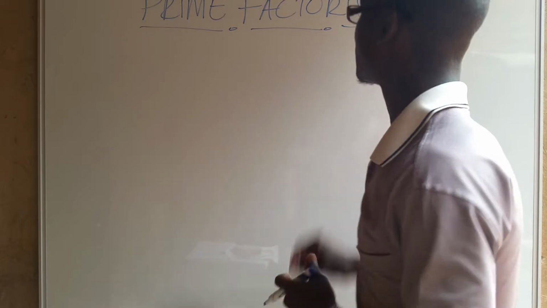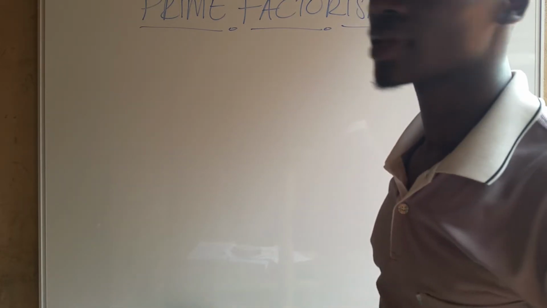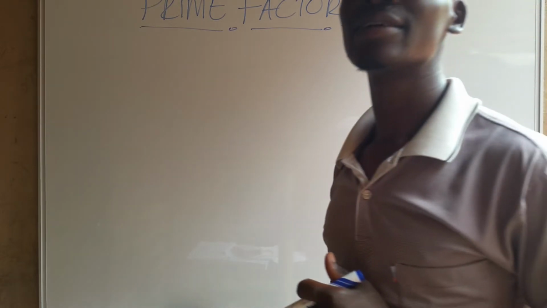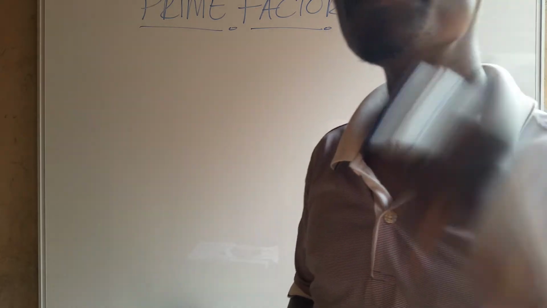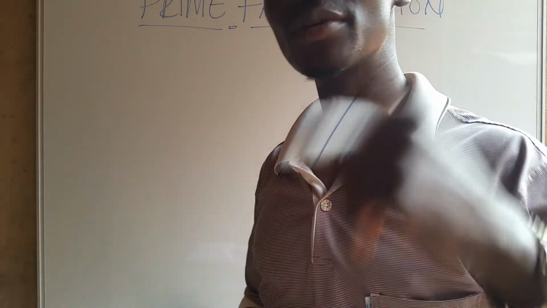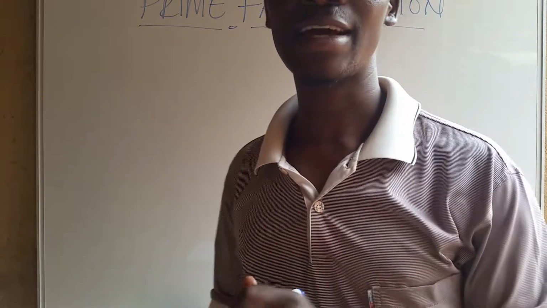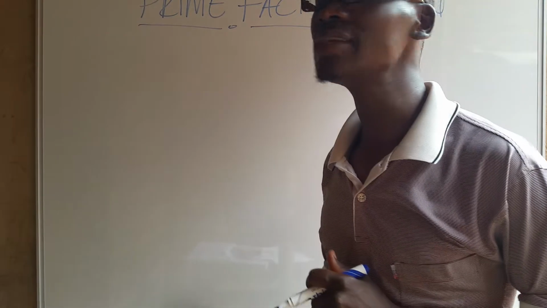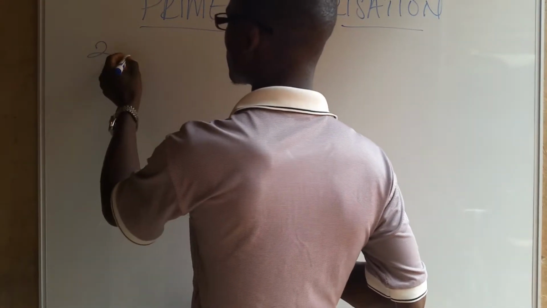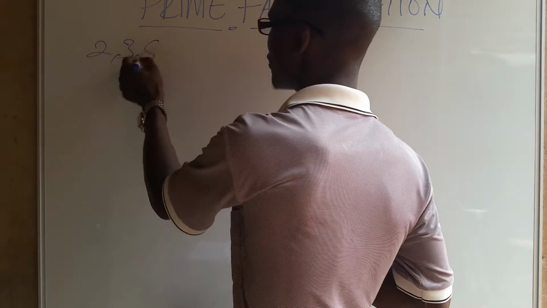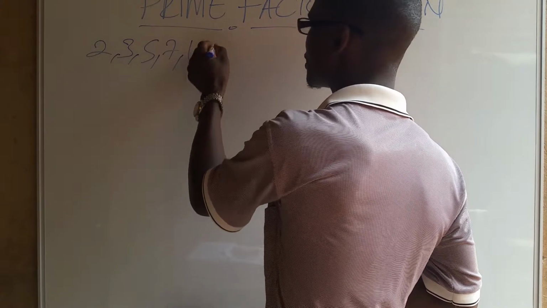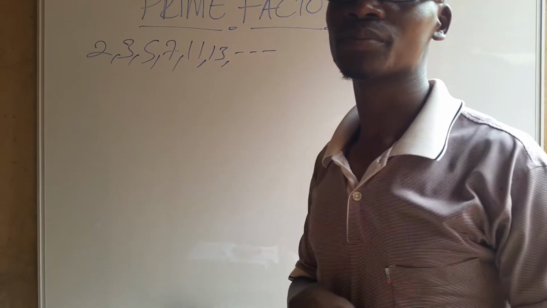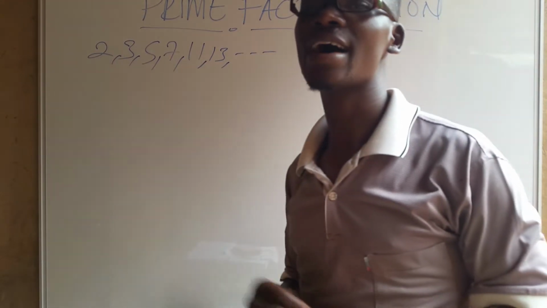Today we are looking at prime factorization. We looked at prime factors. Prime factors of a number are those factors which themselves have no other factors apart from one and themselves. Among the prime factors we looked at, we had 2, 3, 5, 7, 11, 13, and so on. So these are prime factors of a number. In other words, prime factors are the prime numbers.